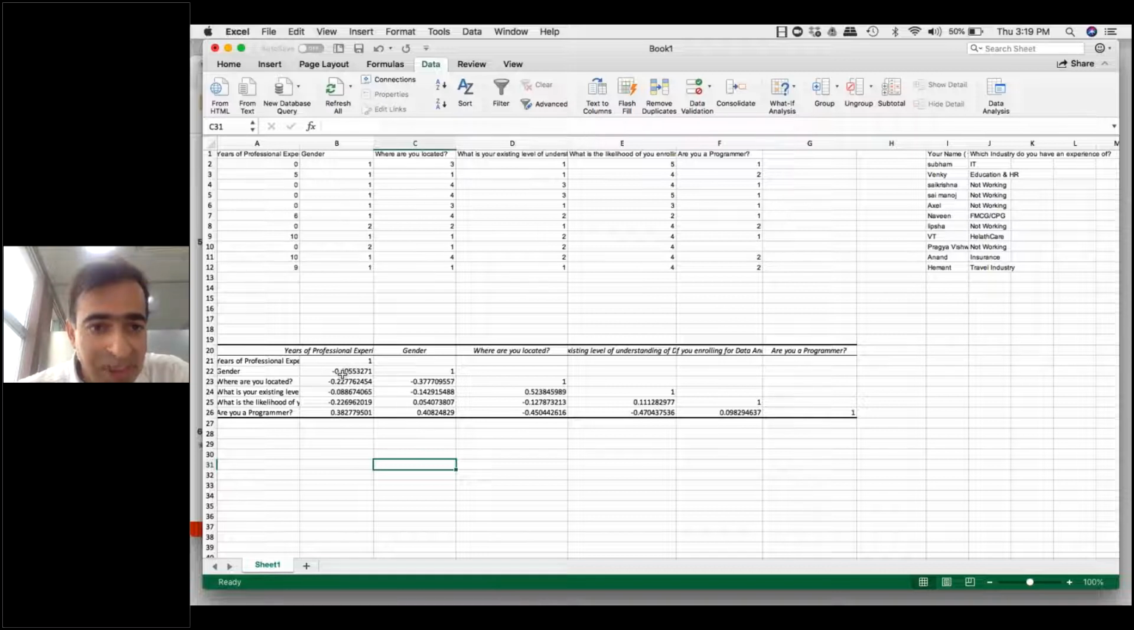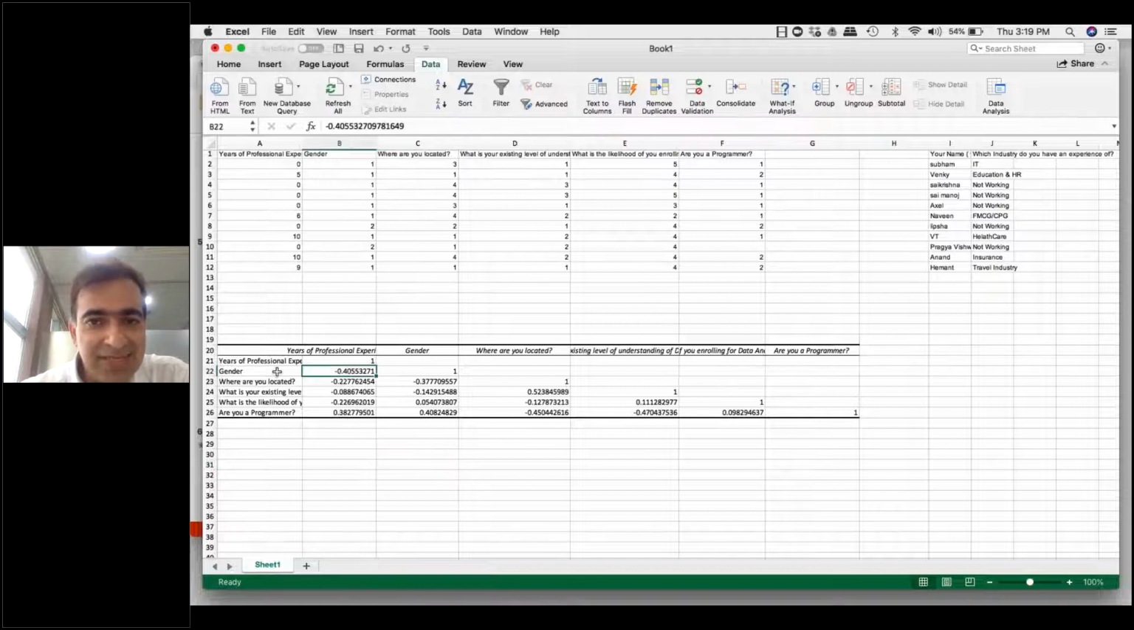But we've labeled female as 2 and male as 1. That means if you're a female, you possibly have fewer years of experience. That's what the statistics suggest over here. The relationship I'm currently interested in is which people are more likely to enroll for the data analytics training program.